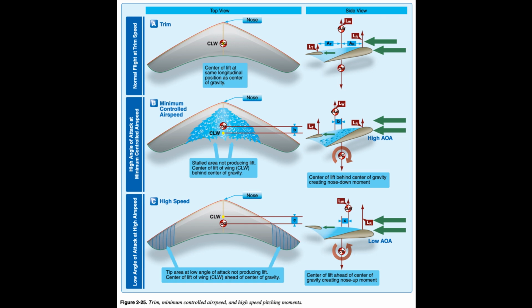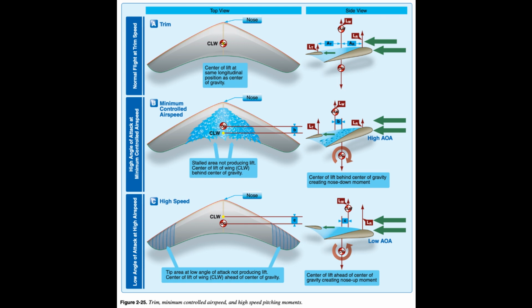LR x AR plus LT x AT equals 0. LR plus LT equals total lift of the wing, LW. Adding all the lift from the wing puts the center of lift of the wing, CLW, directly over the CG for stabilized flight. Figure 2.25A.